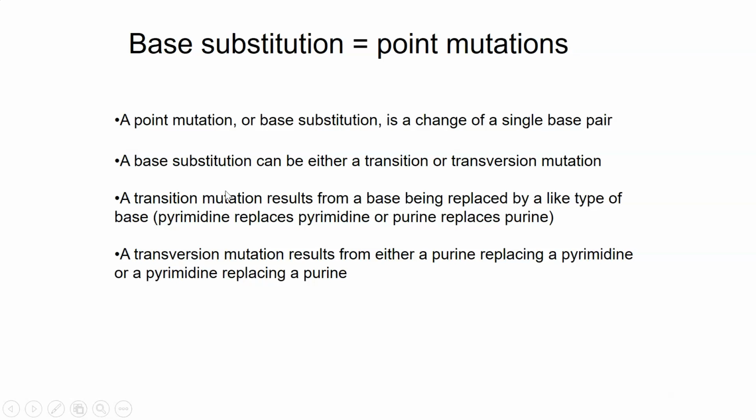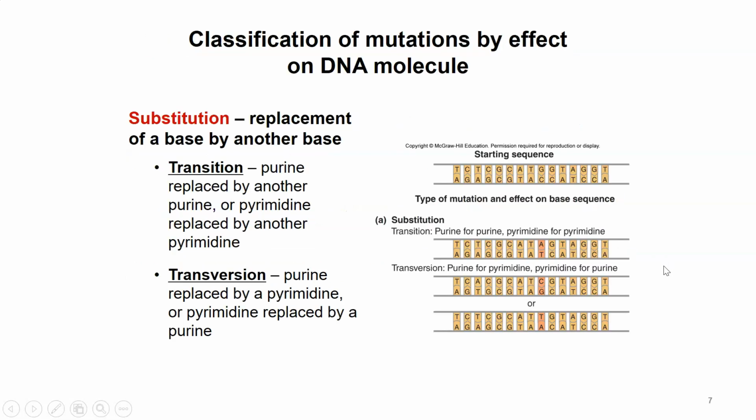A transversion mutation is a base substitution in which one base is changed to a base of a different type. So purine to pyrimidine, or vice versa. Okay, so this is illustrating them. Transition defined here, transversion here.